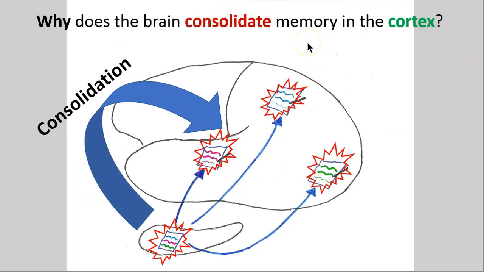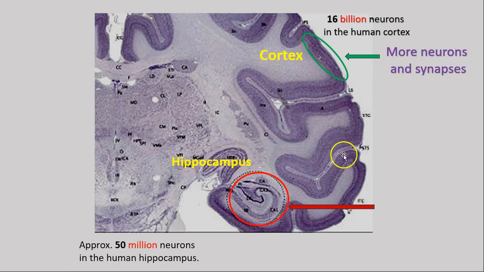We'll end this part of the lesson with an answer to the question, why does the brain consolidate memory in the cortex? Why go through this process during sleep of firing up the hippocampal memory traces to strengthen the cortical ones? And one answer can be seen by just counting the neurons in these two structures. The hippocampus has roughly 50 million neurons. That sounds like a lot, but not compared to the cerebral cortex, with something like 16 billion neurons.